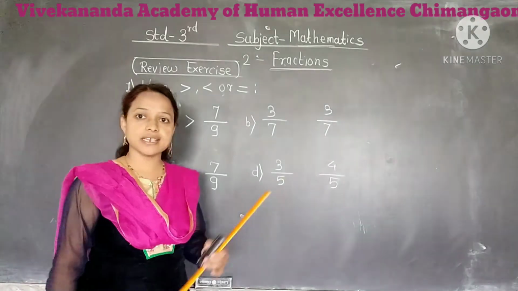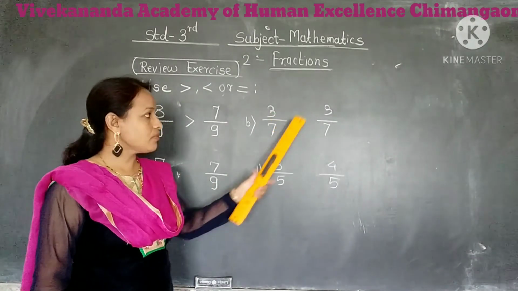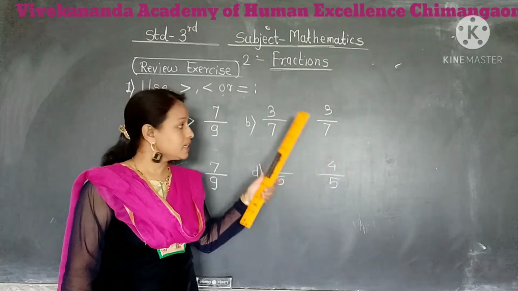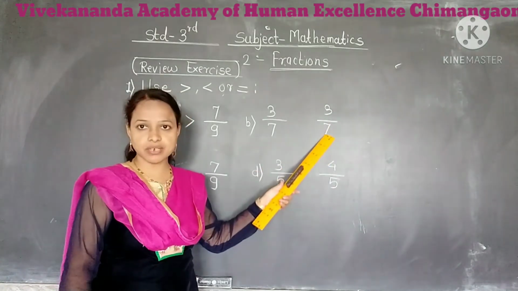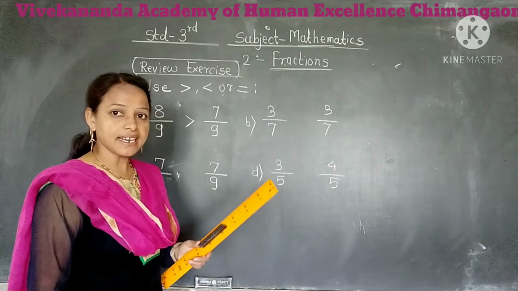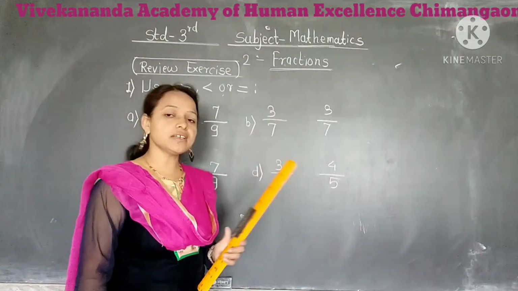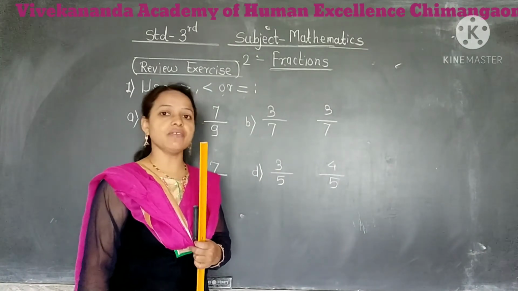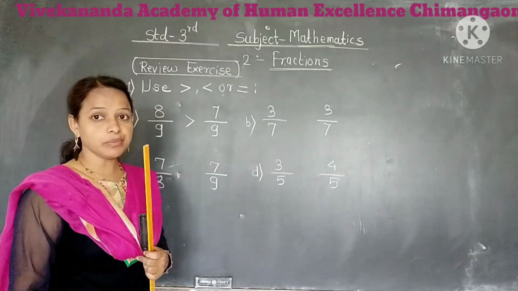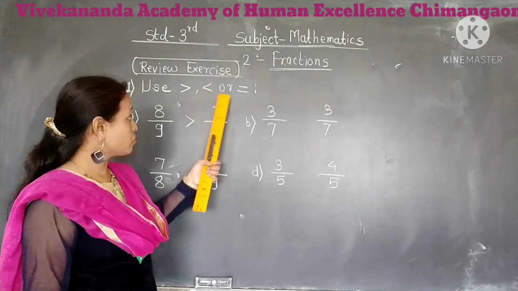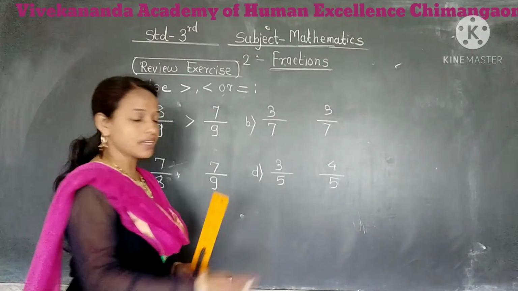Okay, now see the next example. 3 upon 7 and 3 upon 7. So look here carefully, students. Here the numerator is the same and the denominator is also the same. These are like fractions, but here the numerators are also the same. It means these are equal fractions. Then tell me which sign we have to use here? Yes, correct. We have to use the equal sign.